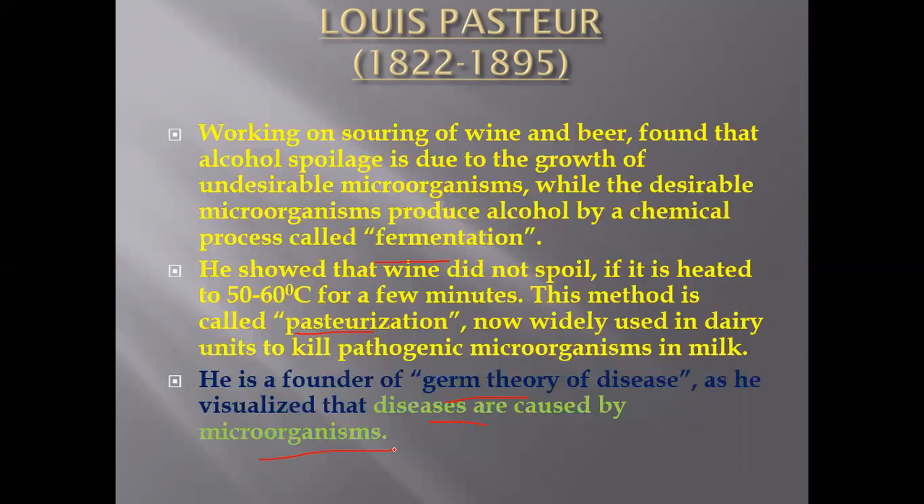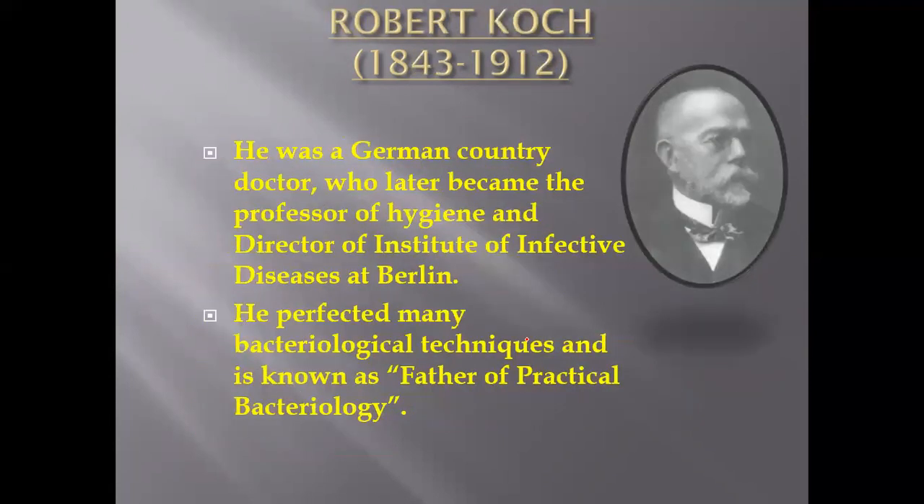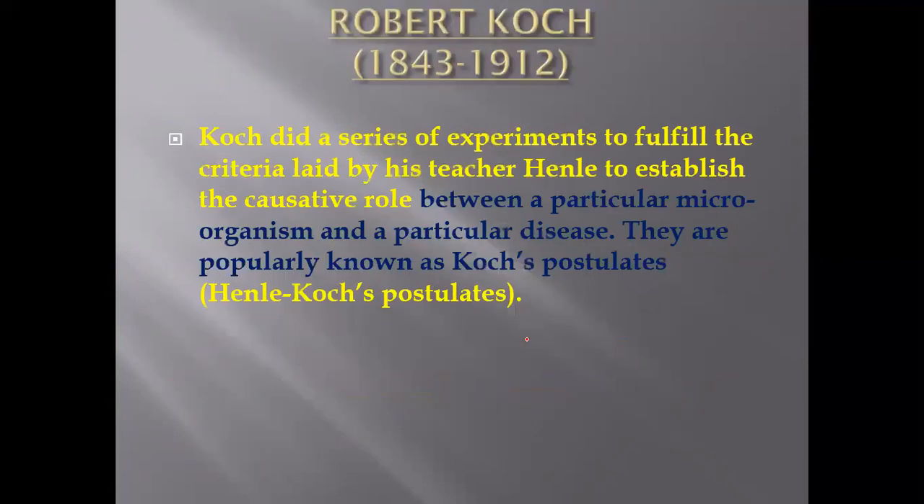Without any one microorganism, disease cannot be born in our body. That means any one kind of microorganism can produce disease in different kinds of animals or different kinds of human beings. But as there was no proved experiment on it, he is known as only the founder of this theory, the germ theory of disease. And on this germ theory of disease, two scientists then worked on it. These two scientists were Robert Koch and his teacher, Henle.